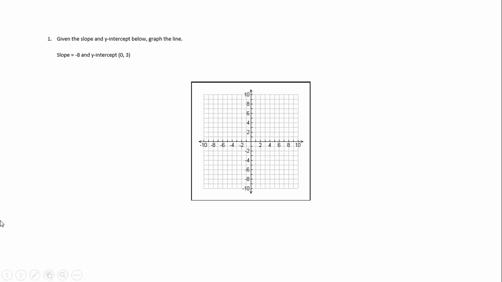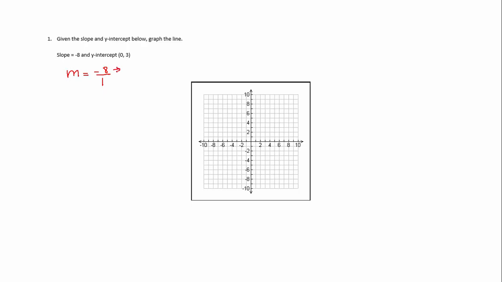Given the slope and y-intercept, graph the line. So the slope is -8. That means the slope m is -8. We can add a 1 in the denominator. It's not going to change.